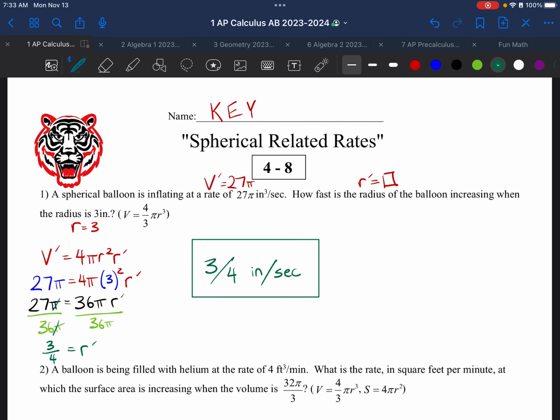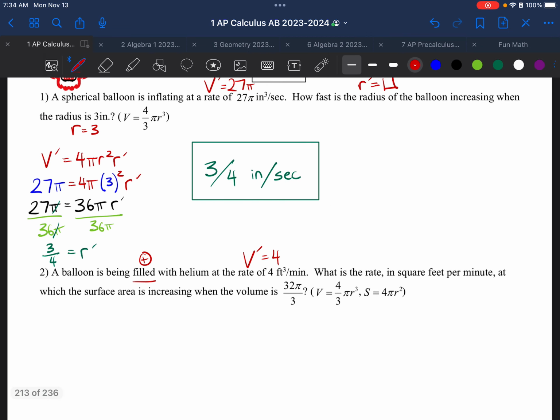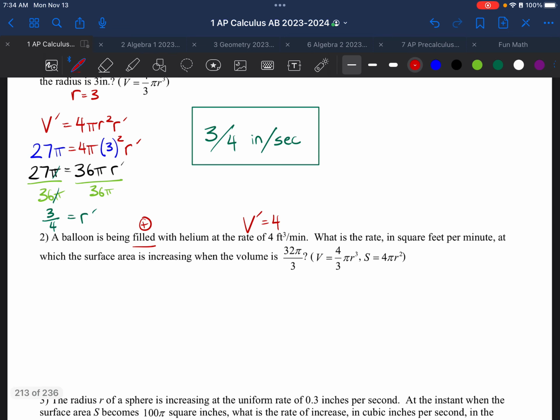All right, moving on to number 2. We have a balloon being filled with helium, and it tells us it's 4 feet cubed. Feet cubed tells us that it's going to be volume. So we're going to say here that volume is changing, right? It's a rate. So rate means it's volume prime, and it's going to be 4. And filled is our word that means positive. Inflating is the positive word. If it was deflating, it would be negative. So filled is a positive word.